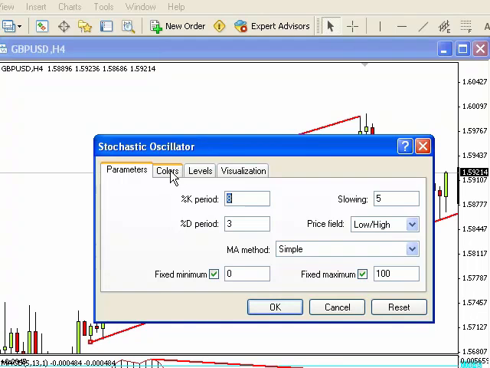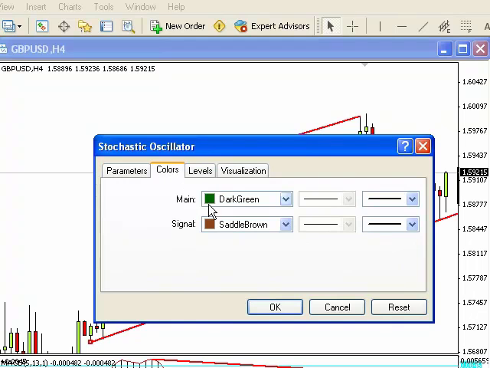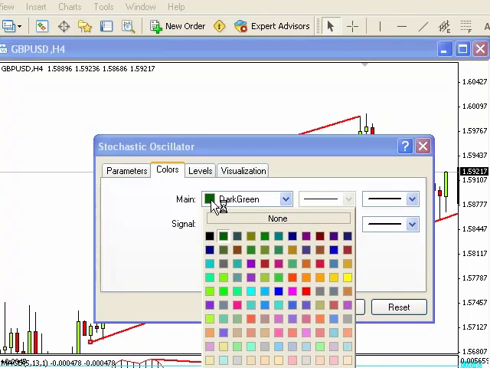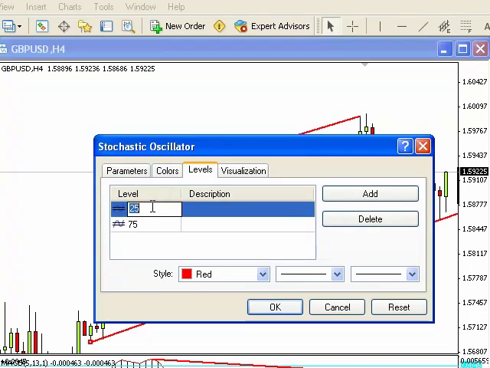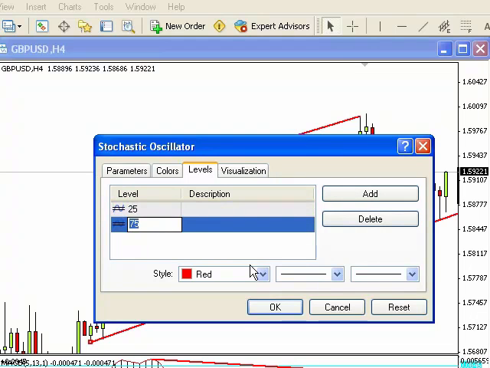For colours, so you have the same as me, I use dark green and saddle brown, and to change colours you double click the colour, so single click, and you can have whichever pretty colour you like. I have these lines as thick lines, so we're down on the second choice, and then for levels I have 25 and 75, click OK.